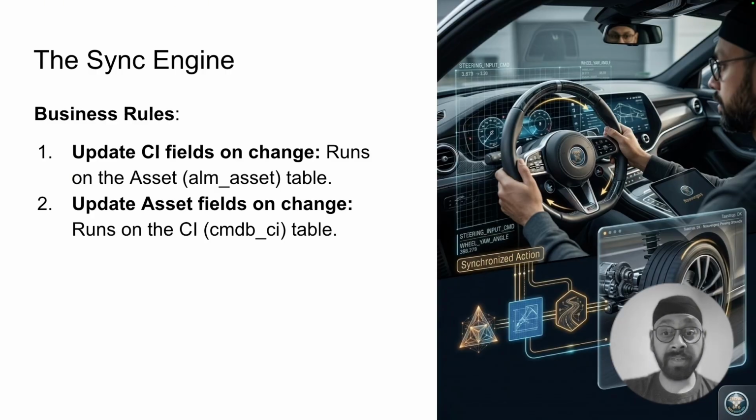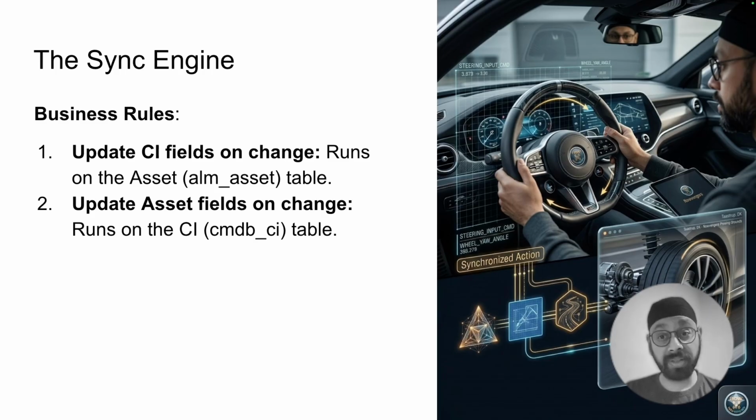All right. Now we just saw how we delete and sync data, but how does it really happen in the background? If you want to deep dive into it, for example, if I update a CI, how is the field migrated? Who does that? Which particular script does that? So that happens over here when I update an asset field on a change, it runs on a CMDB CI level.